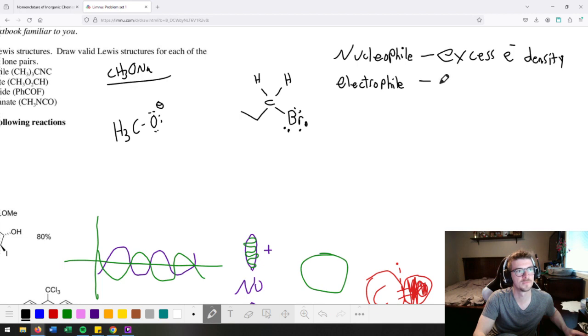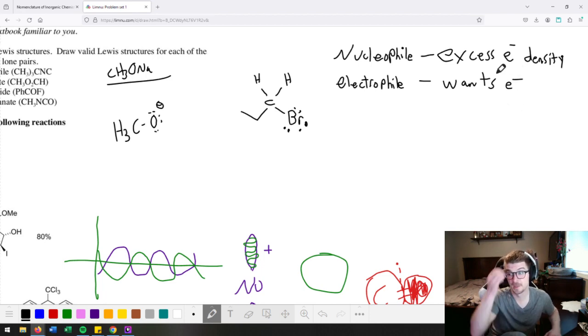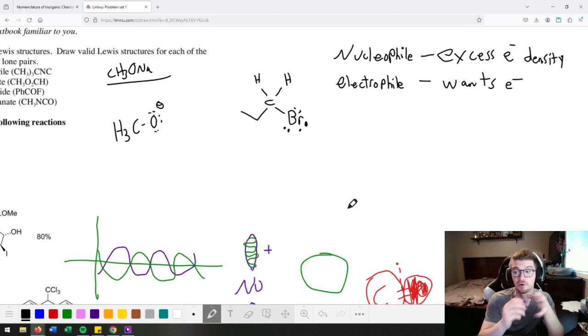And electrophiles have, how do I describe this? Probably should have planned that out. It's not an electron deficiency. Basically an electrophile wants more electrons in it. Let me explain what I mean by that, because that's not a very good definition for what an electrophile is. An electrophile is just a compound that has a region, or an atom, that doesn't have as many electrons around it as it would like.